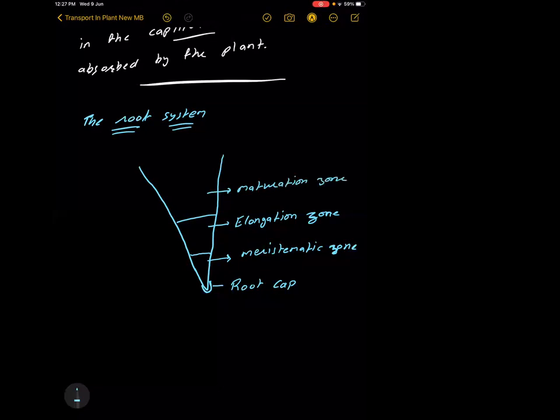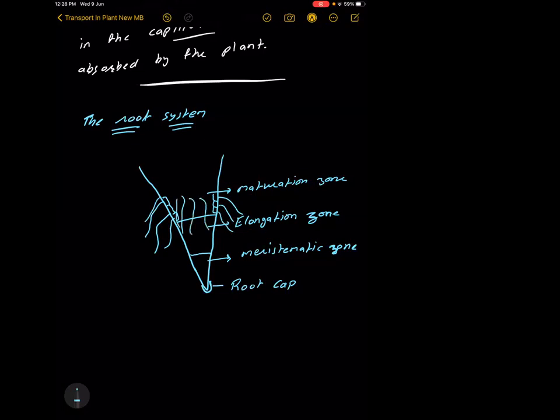This maturation zone has completely matured or differentiated cells. Here in the maturation zone, actually some cells, some epidermal cells only, suppose these are epidermal cells. From the epidermal cells, they start outgrowth as a long hairy structure. They are called root hair. So root hairs are developed from the maturation zone.